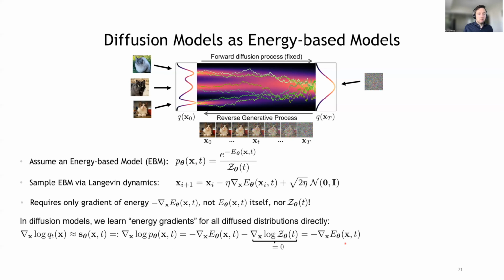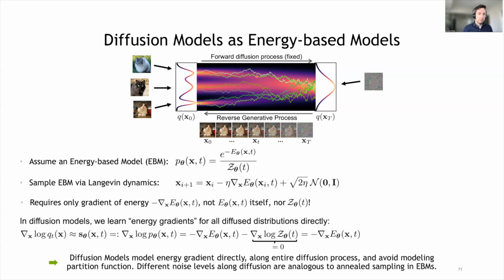But what does this mean? This means that this neural network S that we usually have in diffusion models to model the score function essentially learns the negative energy gradient of the energy-based model that would describe the diffused data distribution.